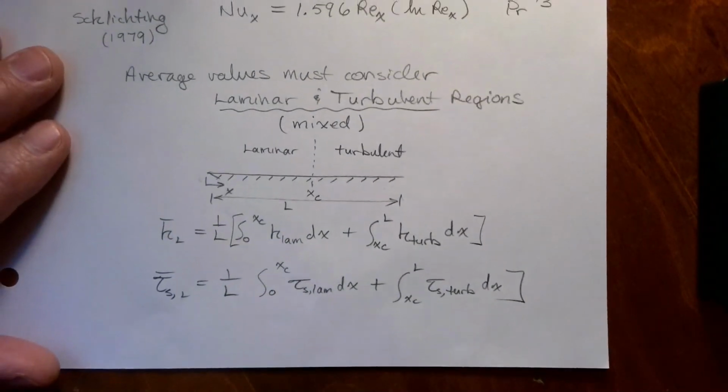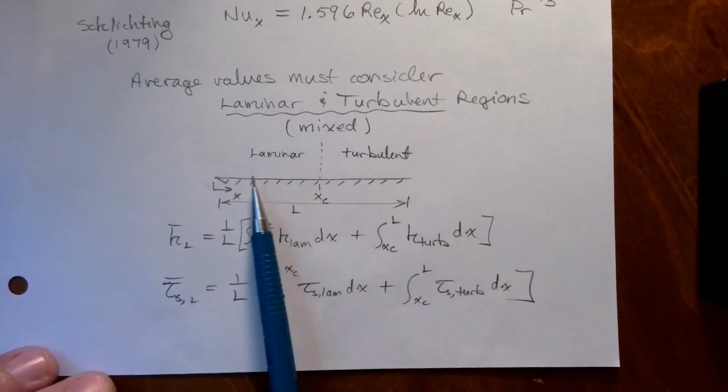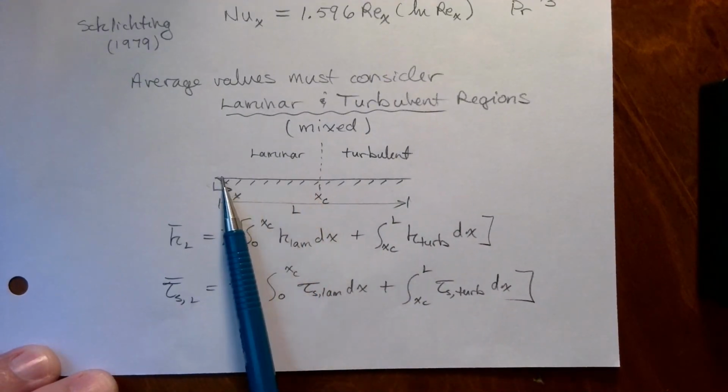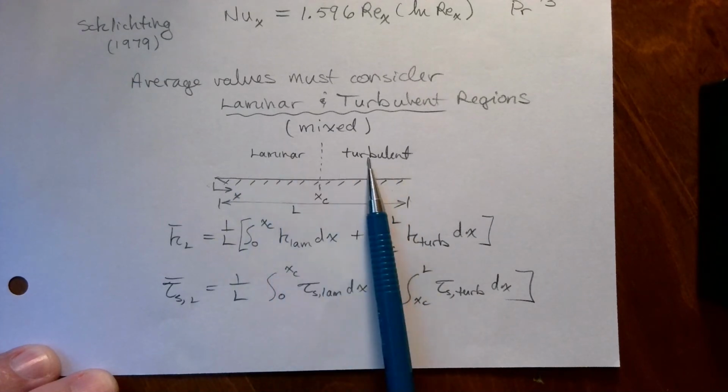Now the only interesting thing to consider, if we're going to come up with the average heat transfer coefficient, which is what we need for Newton's law of cooling, is that we now have a region over the beginning of the plate that's laminar, and then a turbulent region.